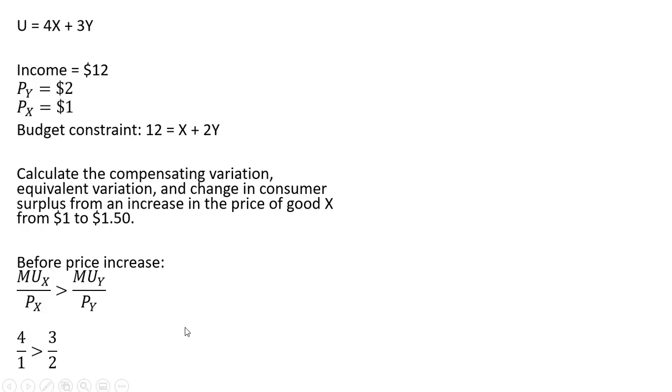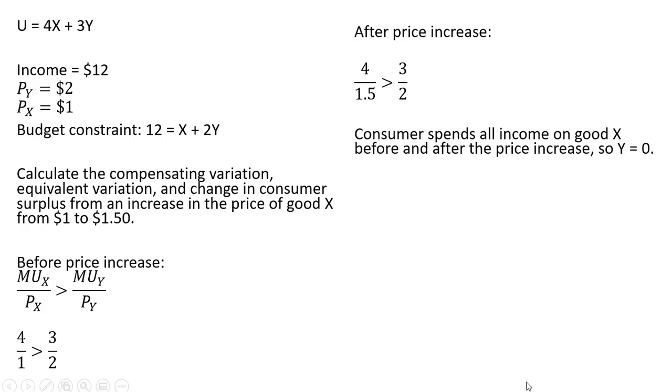And likewise with the price increase, it's still true that the marginal utility per dollar of good X exceeds the marginal utility per dollar of good Y, so the consumer should continue to buy nothing but units of good X despite the price increase. So the consumer will spend all of her income on good X before and after the price increase, so Y will equal 0.